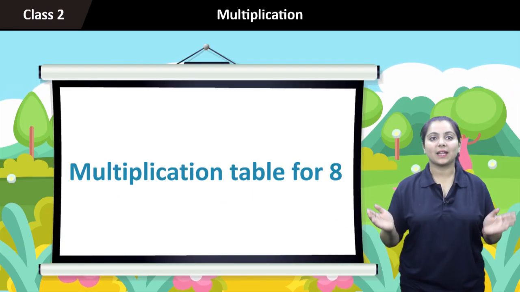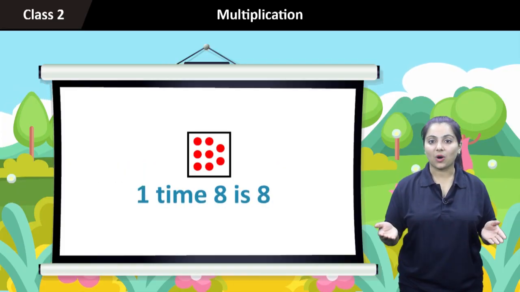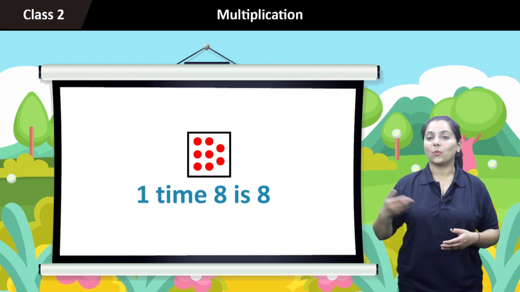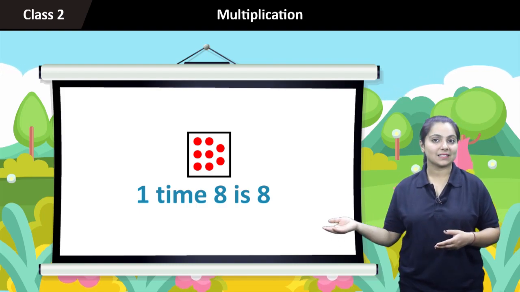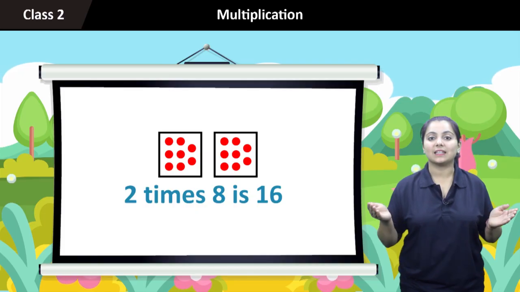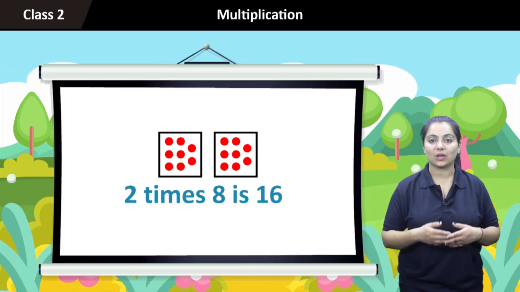Multiplication table for 8. There is one box and in this box we have 8 dots. 1 times 8 is 8. So now there are 2 boxes and in each box we have 8 dots.